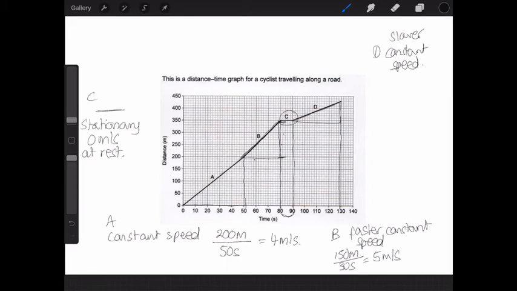So if we have a look, we've got 1, 2, 3, 4. We've got 40 seconds of time. Sorry, I've done that backwards, haven't I? And we've got 50, 60, 70, 80 metres. I make that, I think, which would give us 2 metres per second, which is indeed slower than the 4 or the 5 was earlier.